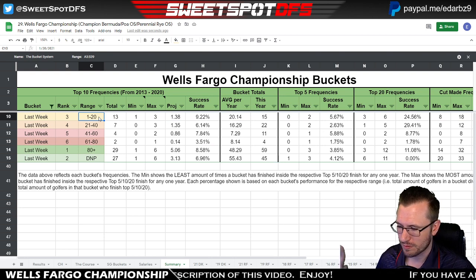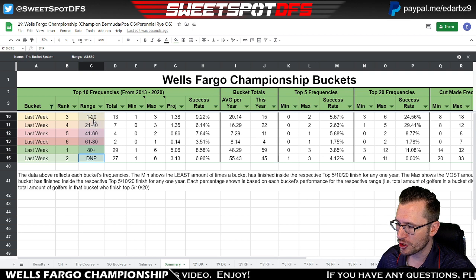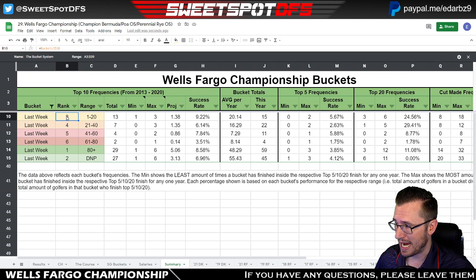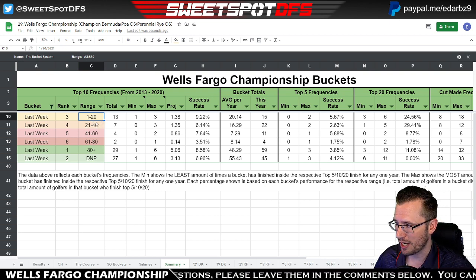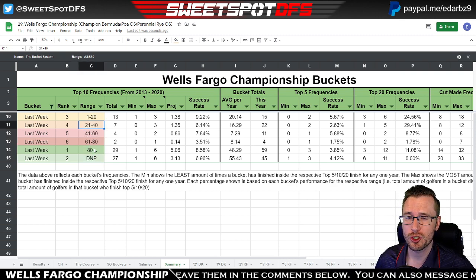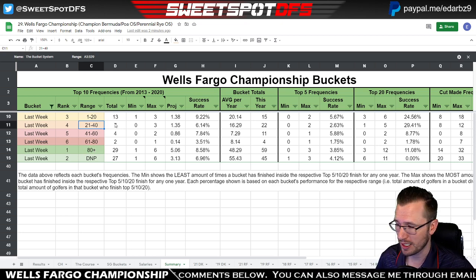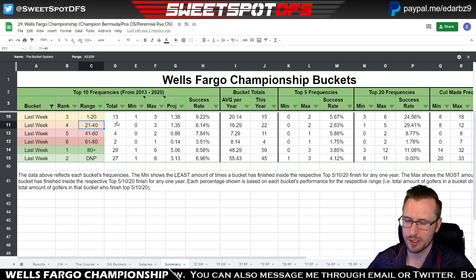So again, let's do a quick recap of this. This range, they're all buckets. So your last week 3 bucket are golfers from last week finishing anywhere between 1st and 20th place. And that logic goes all the way down. So last week bucket 4, golfers who finish 21st through 40th. Anywhere in there, that's where they lie for the bucket for this week. So that's how you read what the bucket system is.